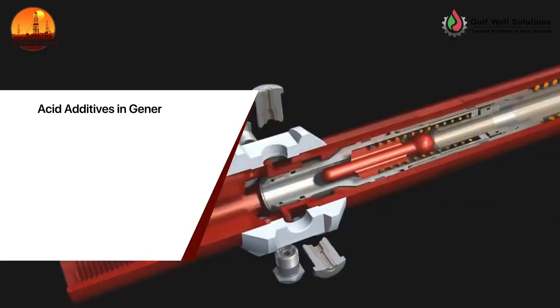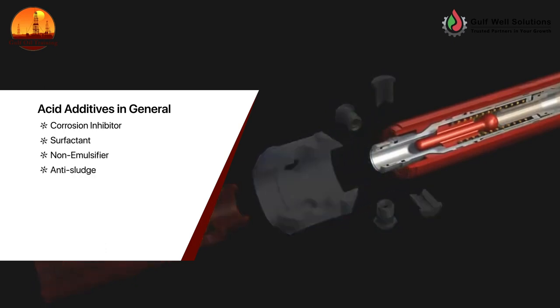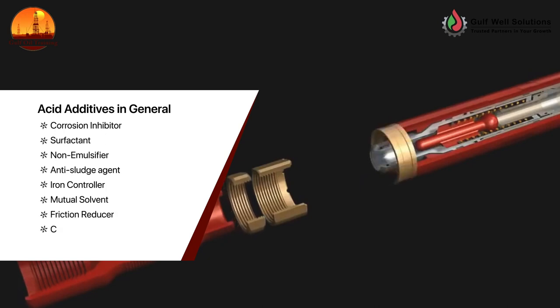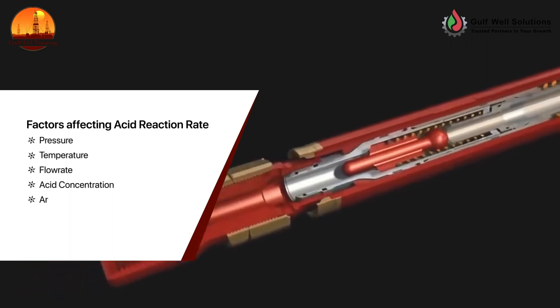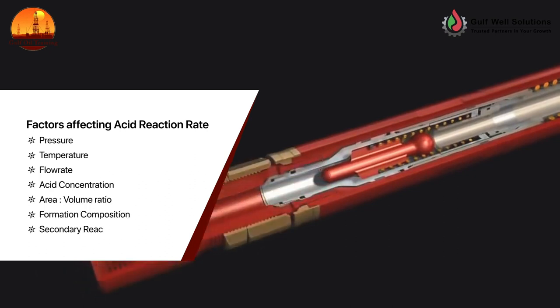Acid additives in general: corrosion inhibitor, surfactant, non-emulsifier, anti-sludge agent, iron controller, mutual solvent, friction reducer, clay stabilizer, and diverting agent. Factors affecting acid reaction rate: pressure, temperature, flow rate, acid concentration, area to volume ratio, formation composition, and secondary reactions.